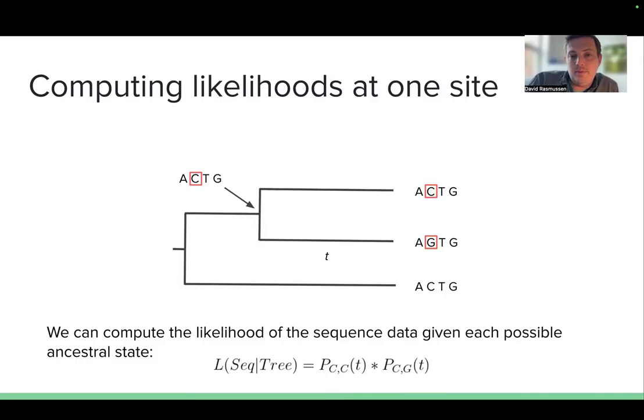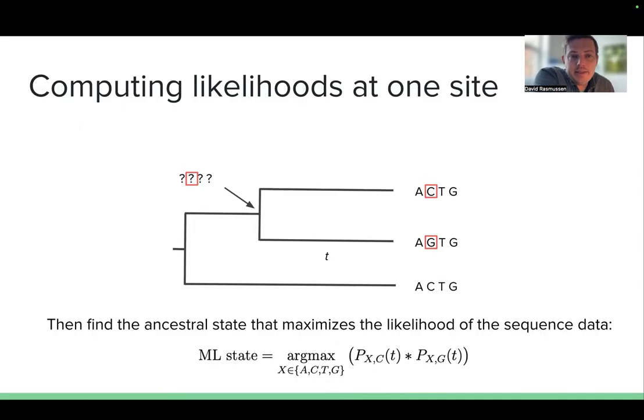For example, if we wanted to compute the likelihood of the sequence data at this second site here, where this individual has a C and this individual has a G, we could postulate that the ancestral sequence here was a C, and we could compute the likelihood of the observed data at the tips by considering the transition probabilities of going from a C to C at one branch and a C to G at the other branch to compute the overall likelihood of the sequence data, at least for these two tips at this one site.